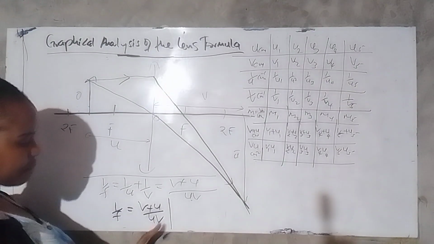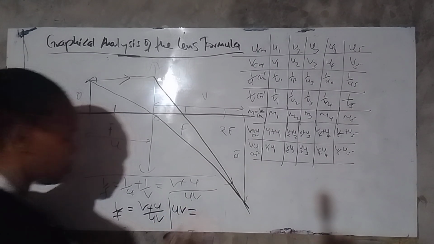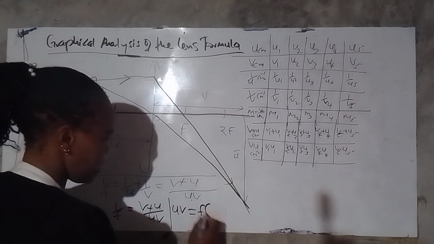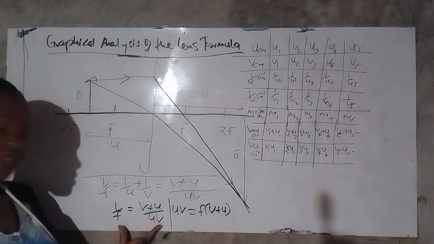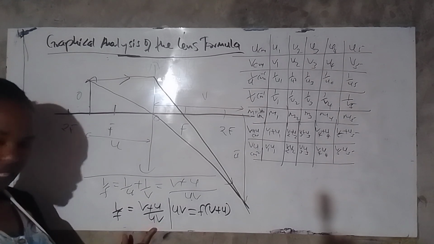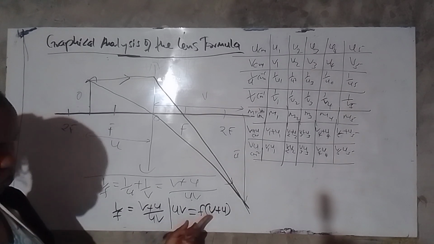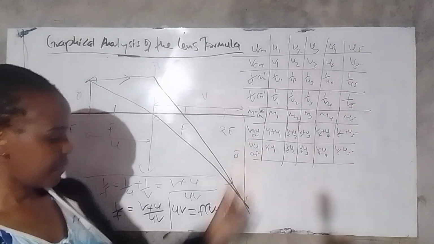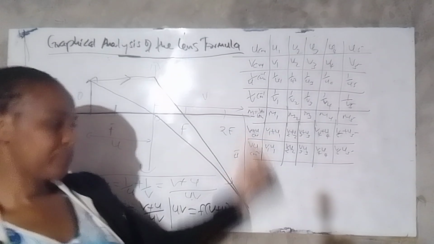Make UV the subject by multiplying by UV both sides. Then multiply by F both sides, so UV will be equal to F into V plus U. I've just rearranged that equation so that I make UV the subject. So UV is equal to F into V plus U. Now you see where we're coming from. UV is this column, and V plus U is that column.